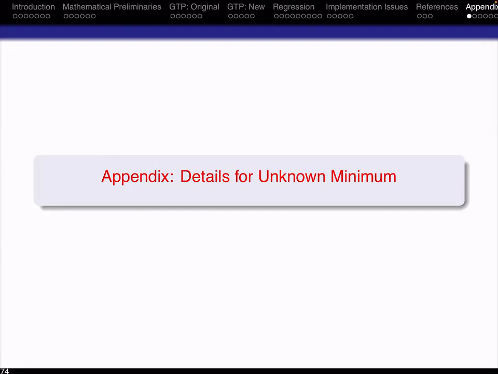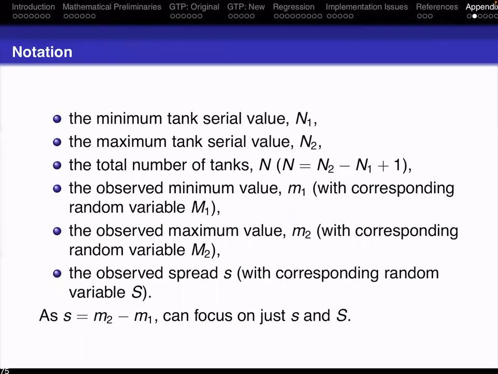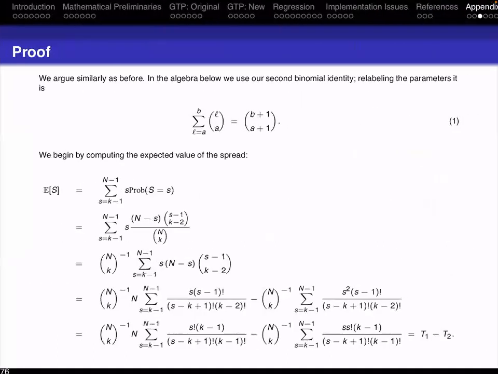And so these are the details for what would happen if we don't know the lower bound. So we just have a little bit more notation. We have a N1 and N2, a big M1, a big M2. We have the probability. And now we want to calculate the expected value of the spread. And we just have a little bit more algebra to do, and a little bit more algebra to do after that.